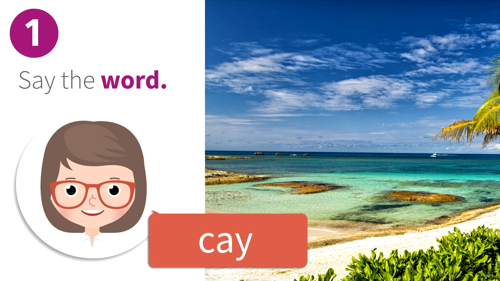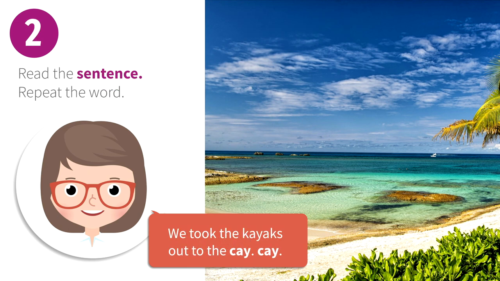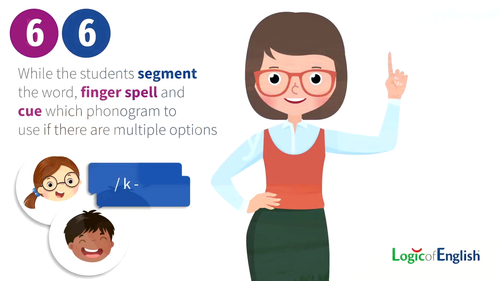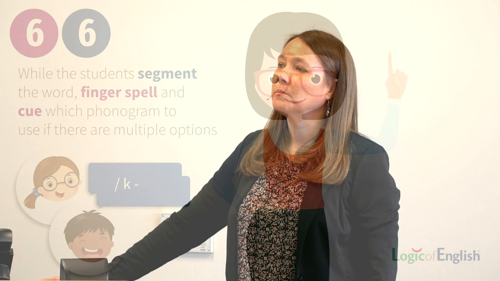As the teacher, you will begin by saying the word. Go ahead, teachers. Then you will read the sentence and repeat the word. We took the kayaks out to the cay. Cay. Then the students will say the word, which will be me, cay. Then, while the students segment the word, finger spell and cue which phonogram to use if there are multiple options. So you will finger spell and cue. Go ahead and just finger spell that direction. Does that make sense? So I'll sound it out.